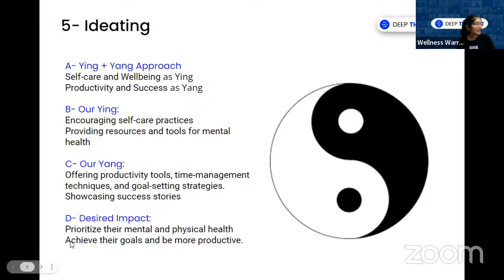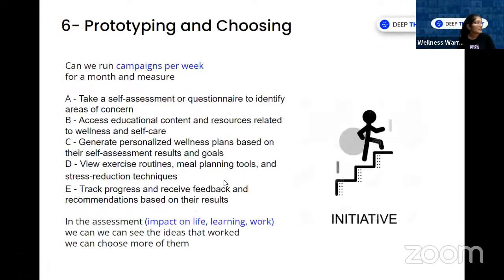And the design impact will be proper mental health and physical health, and whatever they want to achieve, they would be able to achieve, and productivity will definitely be higher if they follow. Then we use this format of prototyping so that we can go step by step. Initially we can run a campaign based on that, and our end goal is to make one application. But this is the experiment that we want to do.